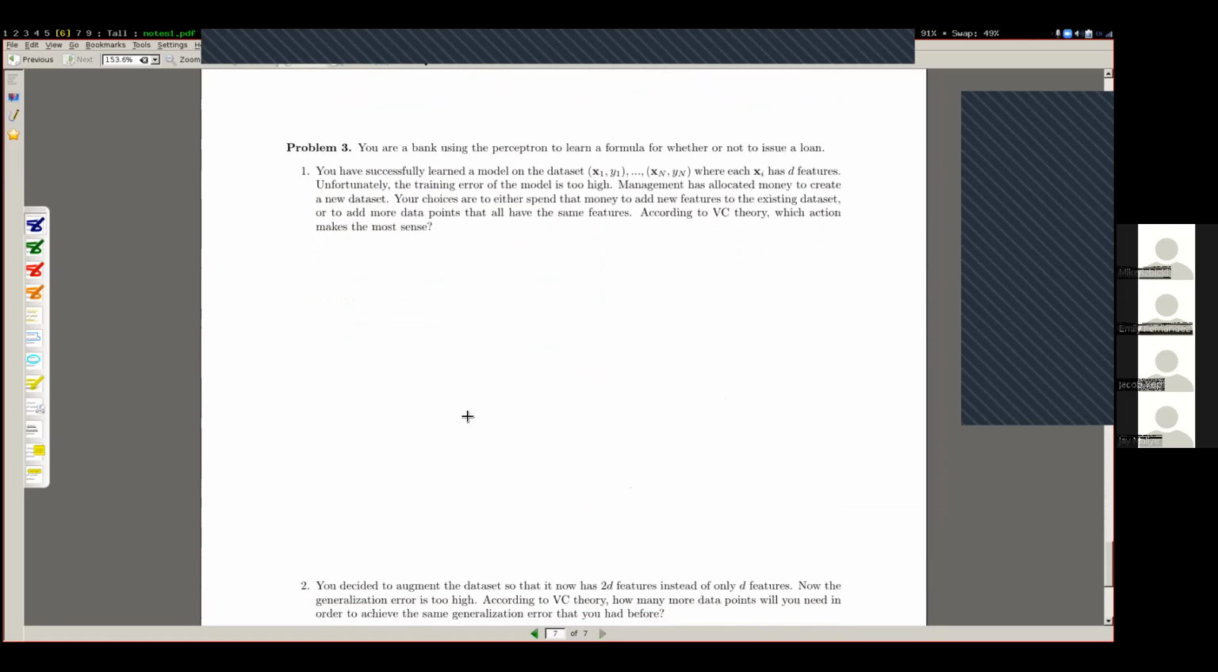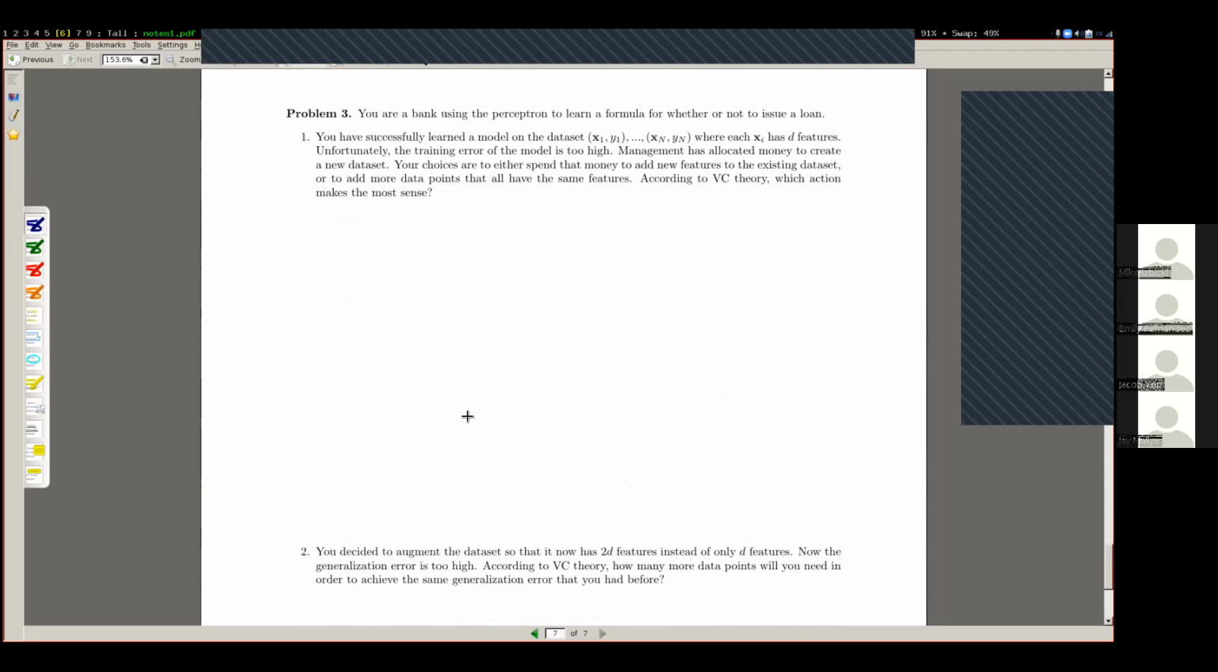So now this problem 3, a real world-ish problem, again going back to our problem where you're a bank and you're using the perceptron to learn a formula for whether or not to issue a loan to a customer. We're going to use this VC theory that we've developed in this packet and the last few to answer some questions about what we might want to do in different situations.